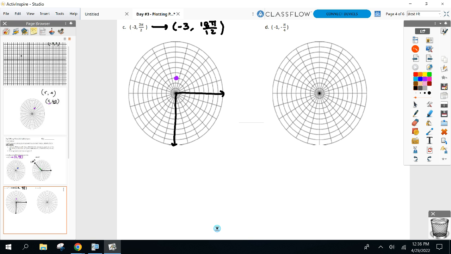So if it's negative, I go directly opposite the angle. All right, next one, negative pi over 4 with a -1. So I know I'm going opposite, but I still have to graph negative pi over 4. What are you multiplying top and bottom by? 3. Yep.